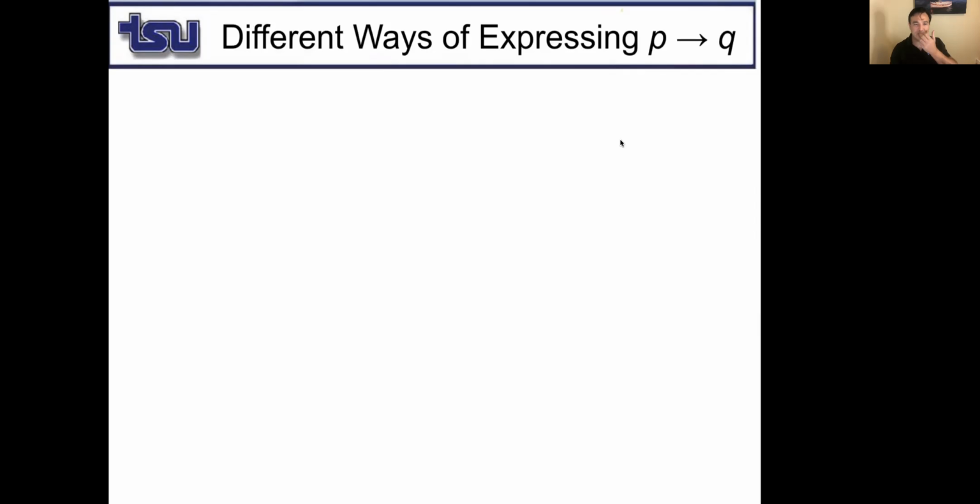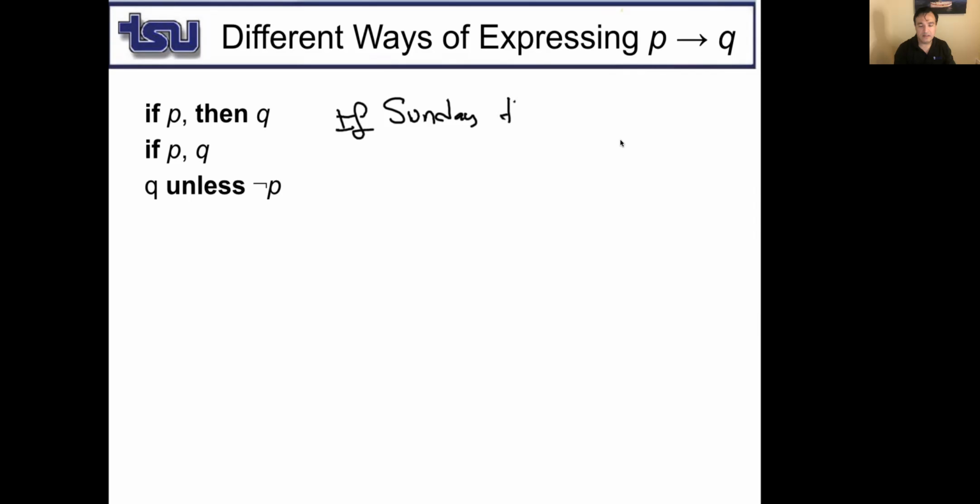Okay. So what are the other different ways to express P implies Q? You can say if P, then Q. If P, comma Q. Q unless not P. Well, this is a very interesting way of looking at it. For example, if I say, if it is Sunday, then I go to the beach. So this is P, this is Q. If Sunday, then I go to the beach, and I go to the beach unless it is not Sunday. Yeah, and this is equivalent to this. You see that? Yeah, that's very clear.